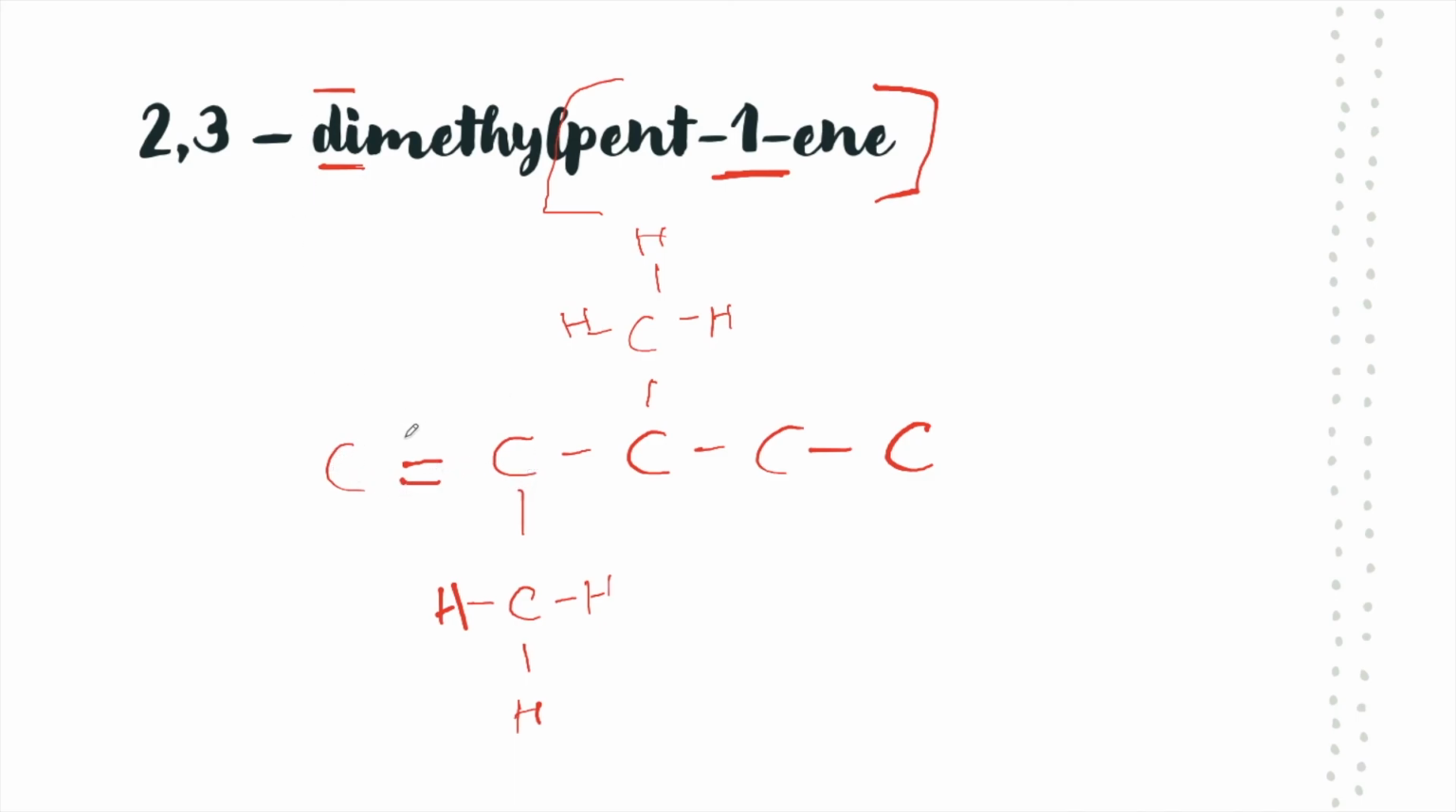Once we have our double bond and our groups in place, we then add in our missing hydrogen atoms. Now remember when you are doing so that each carbon can only have 4 bonds coming from it. So 1, 2, 3, 4, 1, 2, 3, 4, 1, 2, 3, missing a bond, hydrogen goes here, 1, 2, 3, 4, 1, 2, 3, 4. And that is 2,3-dimethylpent-1-ene.